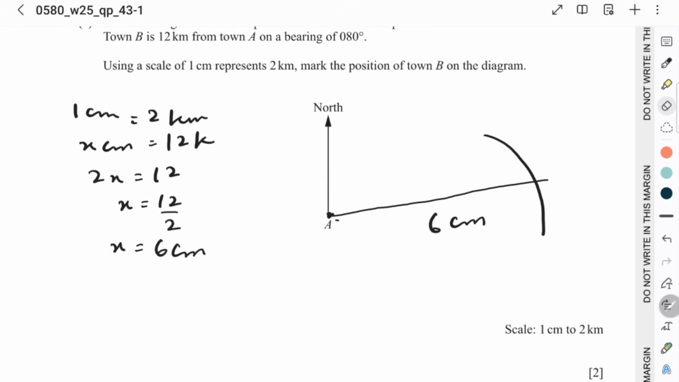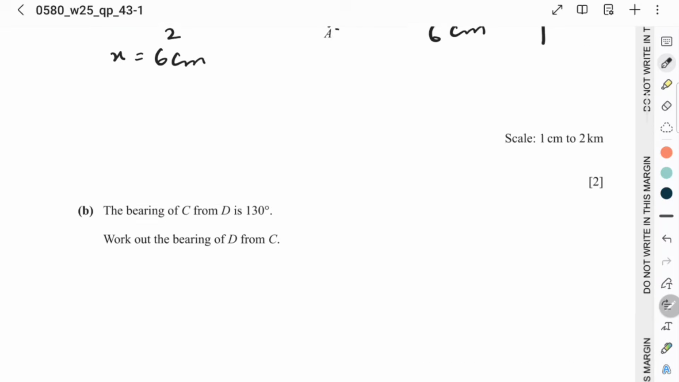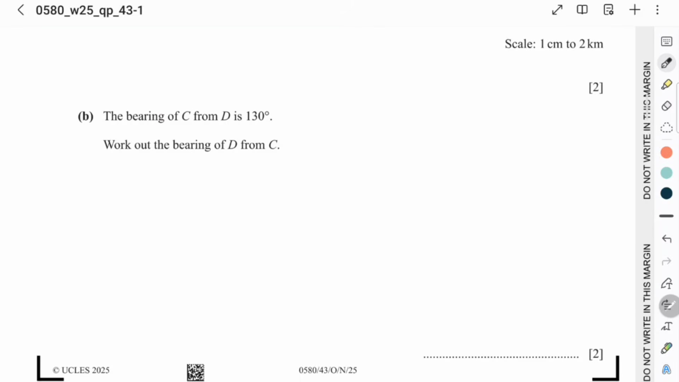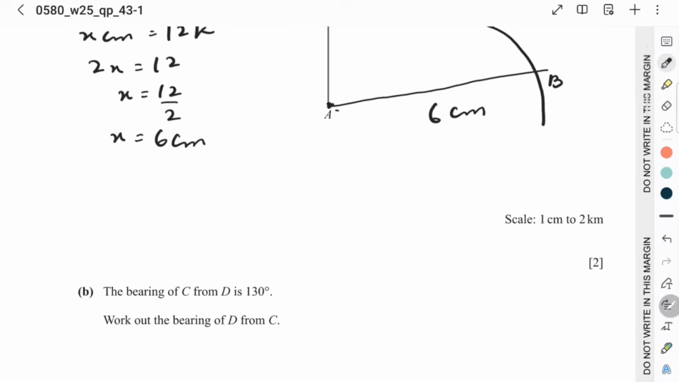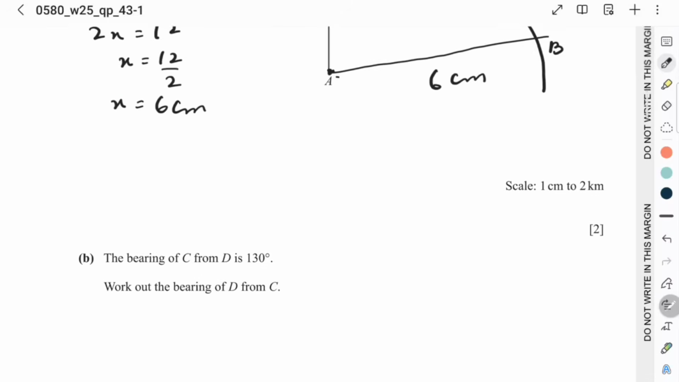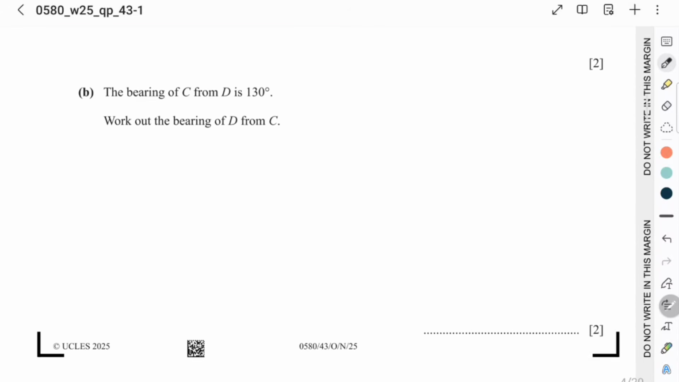Okay, so this is the point B here. All right, now the next part, the bearing of C from D is 130. Work out the bearing of D from C. It's a different question. A part we have done, it's an entirely different question. So we are doing part B.